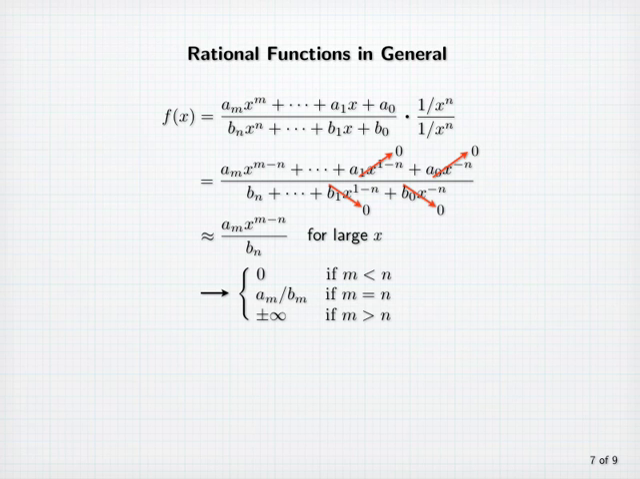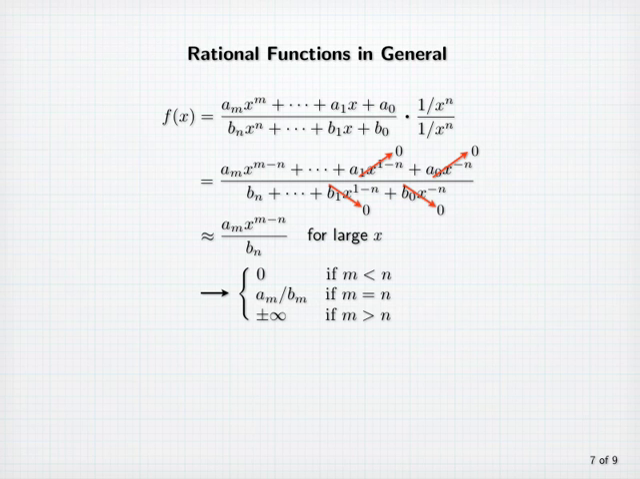When the degree of the denominator is greater than the degree of the numerator, the limit as x goes to either plus or minus infinity will be 0. If the degrees of the numerator and the denominator are the same, then the limit as x goes to either plus or minus infinity will be the ratio of the leading coefficients. If the degree of the numerator is greater than the degree of the denominator, then the limit doesn't exist and the function will approach either plus infinity or minus infinity as x goes to either plus infinity or minus infinity.